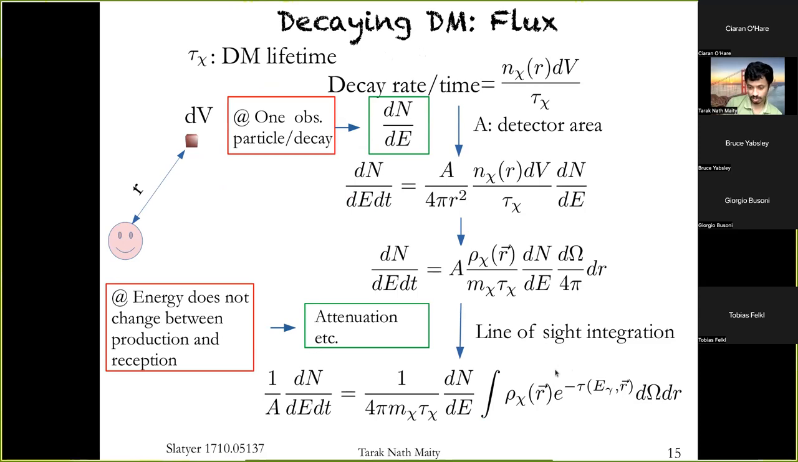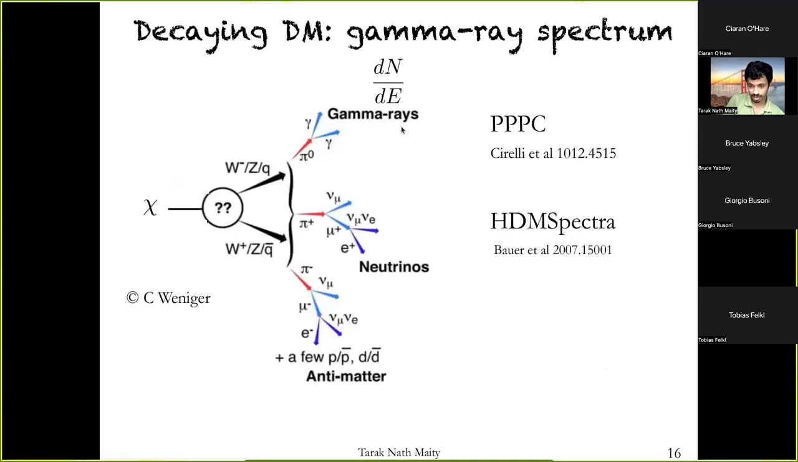This e to the power minus tau factor takes care of the attenuation, because of, let's say, the interaction of gamma rays which are produced at the source while coming to the observer. So you need to take care of all these factors. Then what you can get is the gamma ray flux that will be produced from, let's say, dark matter decay. The things that I have not discussed are this attenuation and this spectra. This spectra you can calculate from any of the publicly available codes.